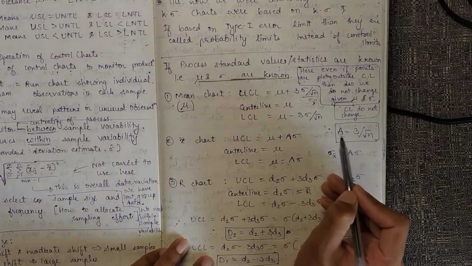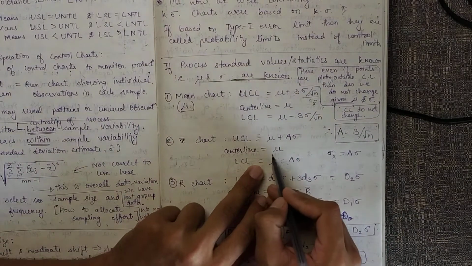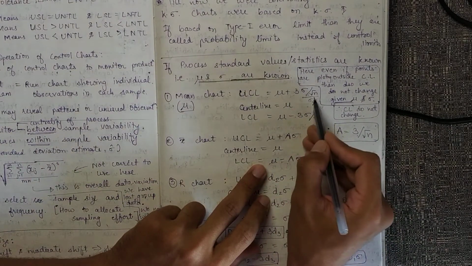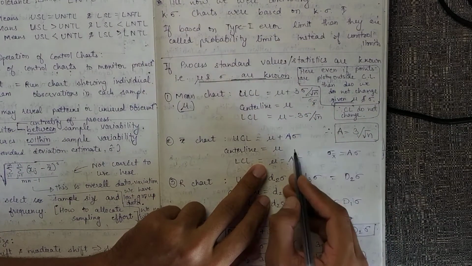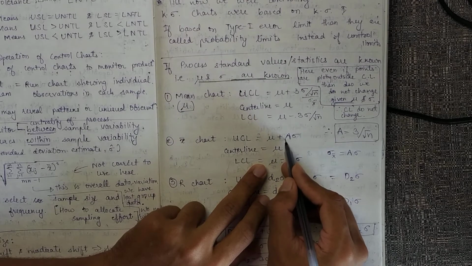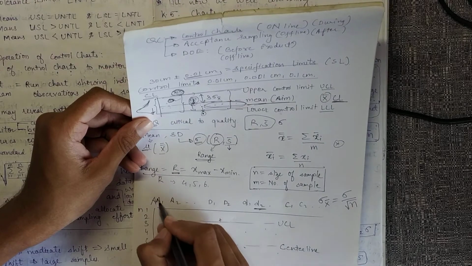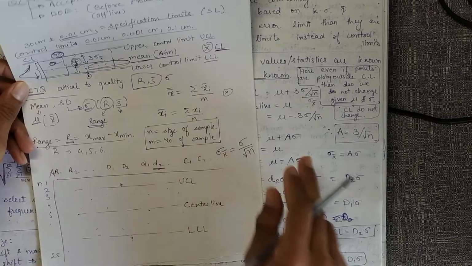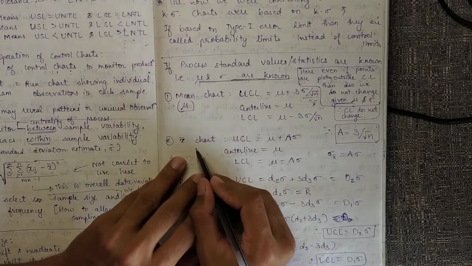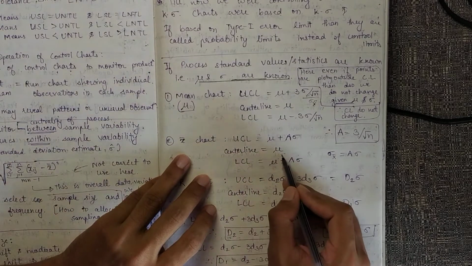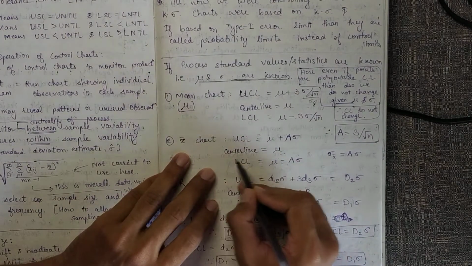Again we can make a relation here. Instead of calculating by root n, we have directly made another constant A. So this A is also there. There are so many constants. So in that x bar chart, the mean will be x bar, so these two charts will be the same.